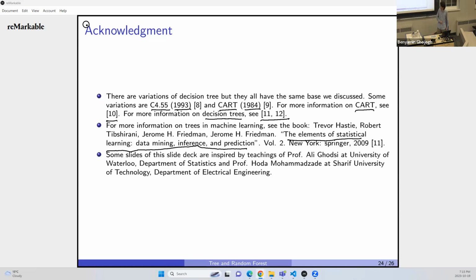You know Hastie and Tibshirani, right? They are at Stanford University. This book talks about trees well. And some slides of this slide deck are also inspired by teachings of Professor Ali Ghodsi at the University of Waterloo and also Professor Hoda Mohammadzadeh at Sharif University. Okay.